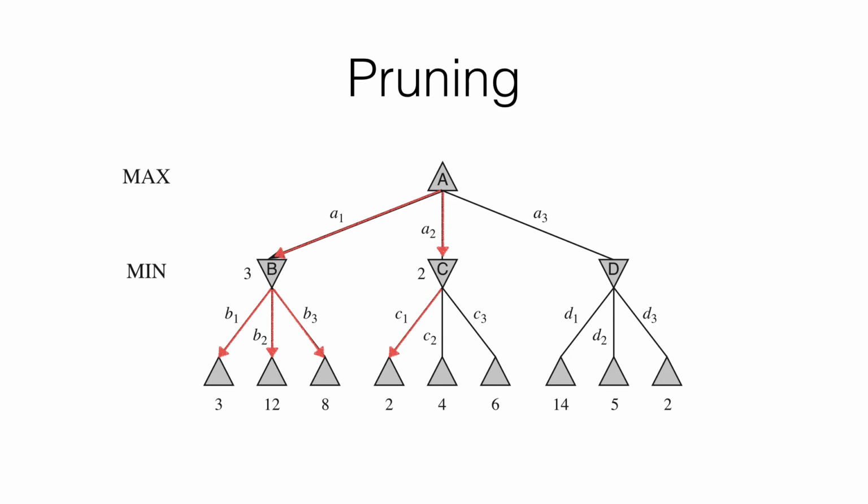Now we continue, and we see another terminal state by taking action C2, and we see that it has score 4. At this point, we don't update our temporary variable because 2 is the lowest value we've seen so far, and 4 is a greater number than 2. Similarly, we see C3, and we get utility value 6, and we see that's greater than 2. So 2 is our value.